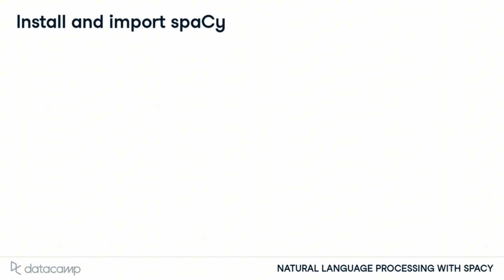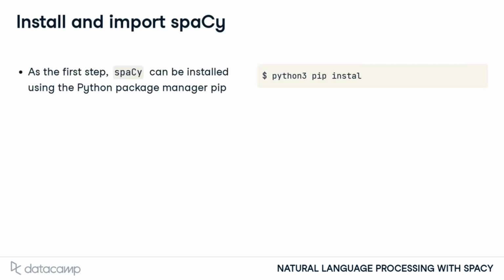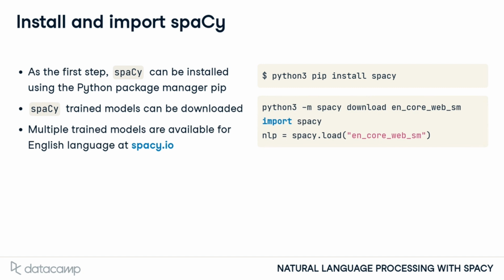As the first step, we install spaCy using pip, a Python package manager. We can then download any spaCy model using a specific Python command, -m spacy download, with a given model name. Here we choose en_core_web_sm, the smallest English model.